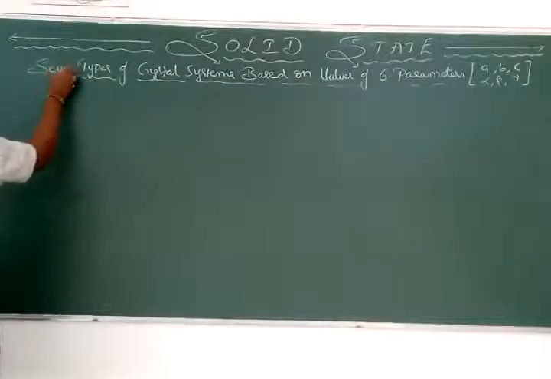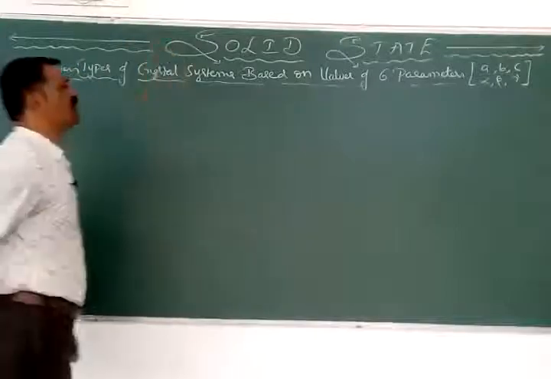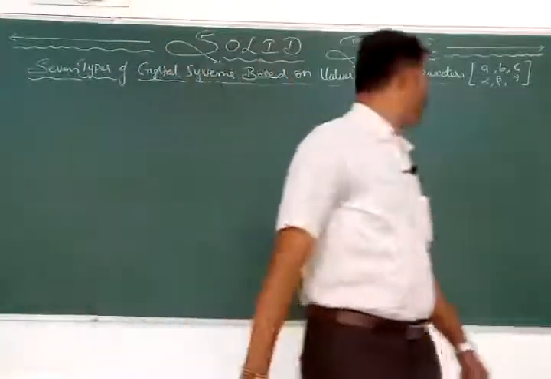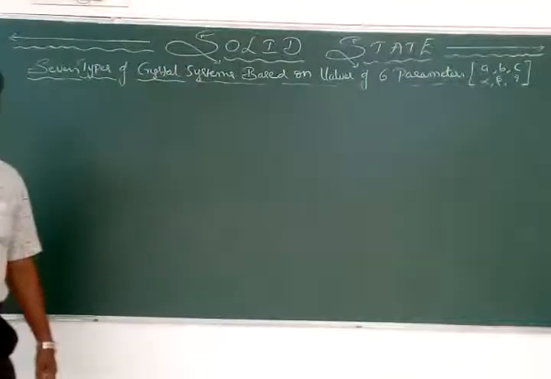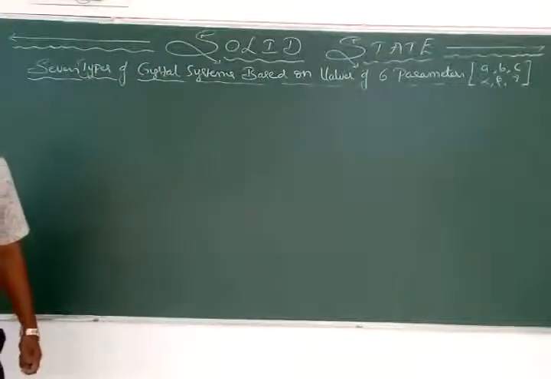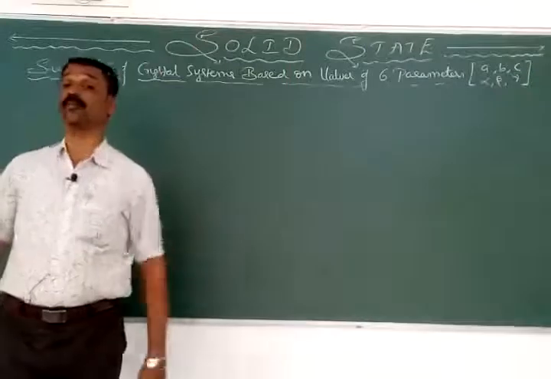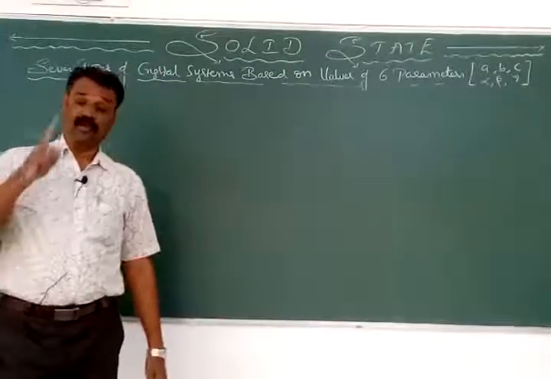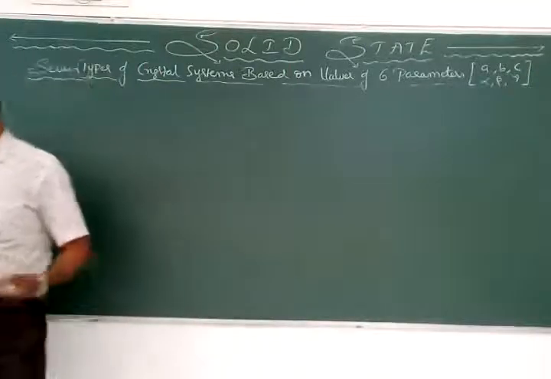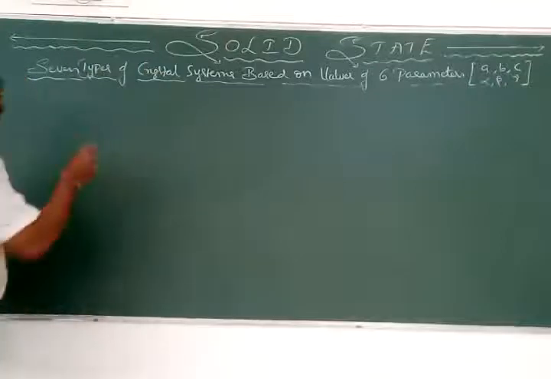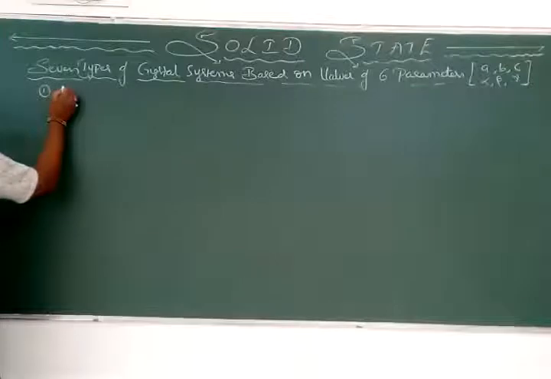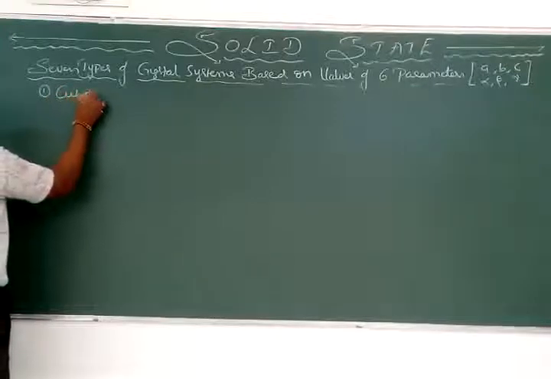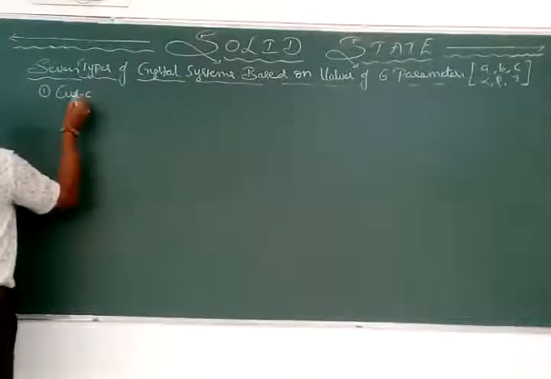The 7 types of crystal systems are based on the 6 different parameters. The parameters A, B, C are the edge lengths, and alpha, beta, gamma are the axial angles. Okay. So let us take them one by one. The first one is the cubic crystal, the cubic unit cell.